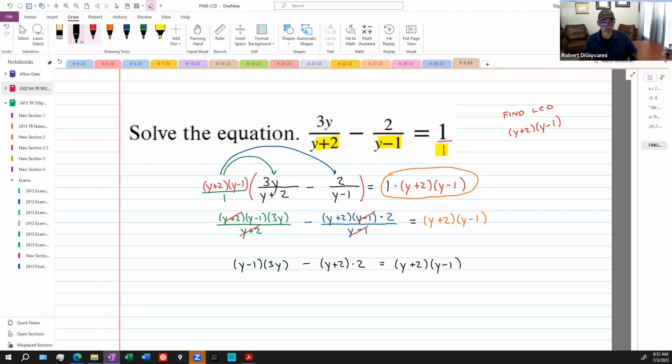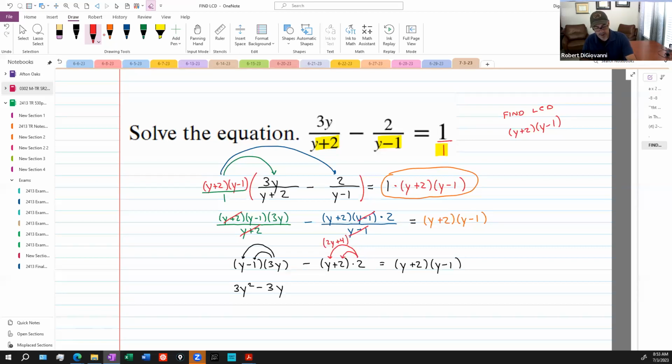Now we've got to solve this equation. And right now it's hard to see what it is. So what I'm going to do is start multiplying. I'm going to distribute through this way. When I multiply 3y times y, I get 3y squared. Then 3y times negative 1, I get minus 3y. Now be careful with this next multiplication here. This times this, and this times this. If I do that, let me show you above what I get. I get 2y plus 4.